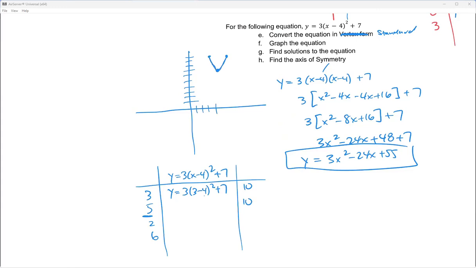And plug in another point, plug in 2. Y is equal to 3 times (2 minus 4) squared plus 7. 2 minus 4 is -2. -2 squared is 4. 4 times 3 is 12. 12 plus 7 is 19. So 6 will also be 19. So I'm just going to draw it up here.